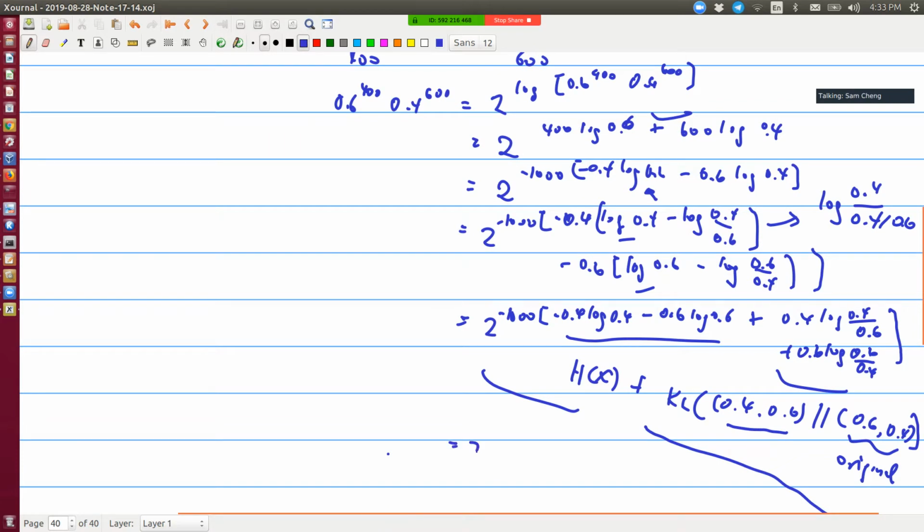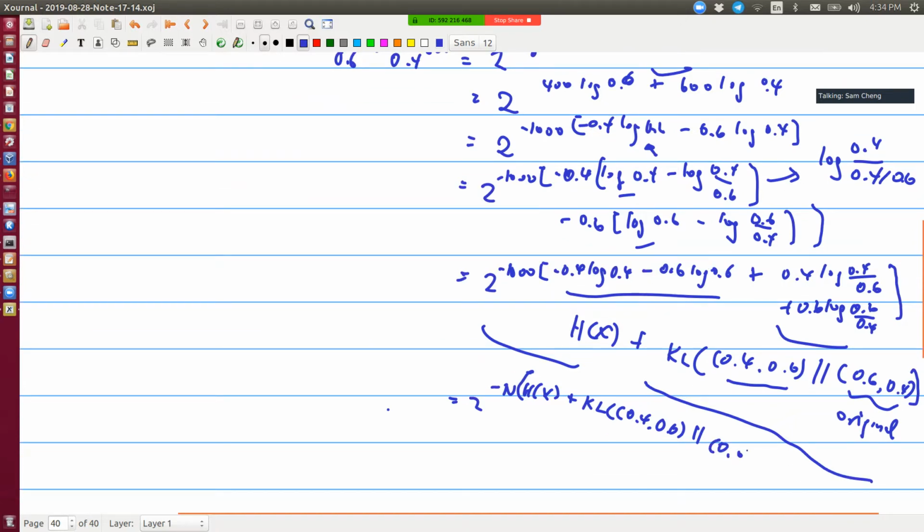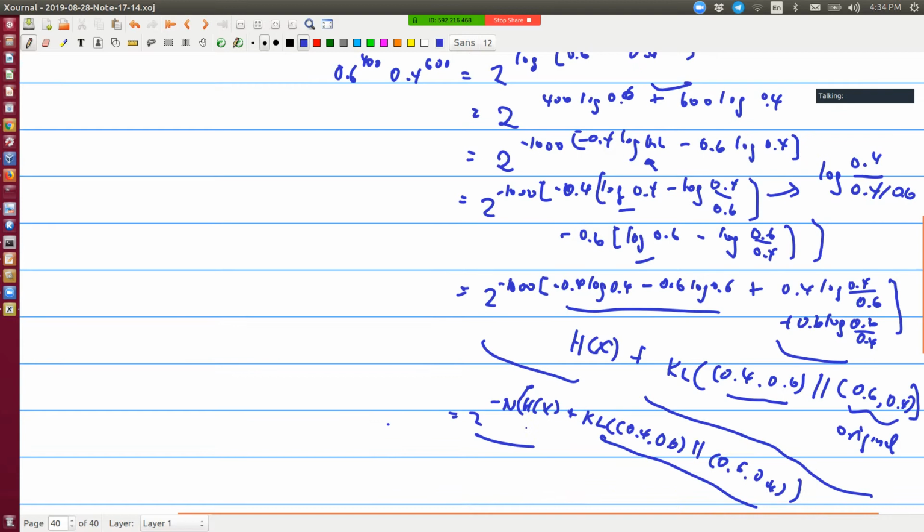Then we see that the probability is equal to 2^(-nH(X)), which is what we got from typical sequences. But then there's an extra term here, plus the KL divergence between the empirical distribution, which is now 40% heads instead of 60% heads, and the original distribution, 0.6, 0.4. And of course, we know the KL divergence is positive. So therefore, the probability here, this is actually the KL itself.